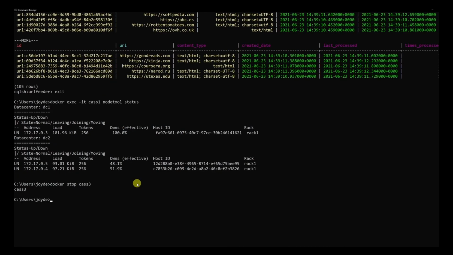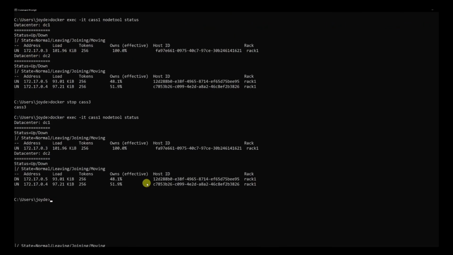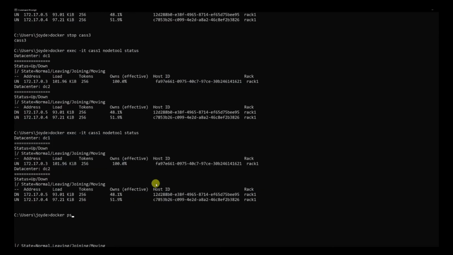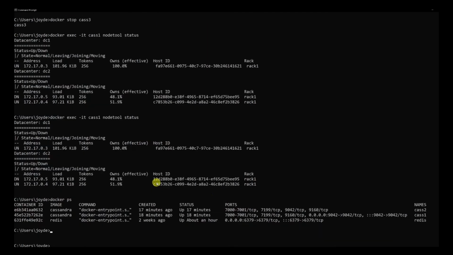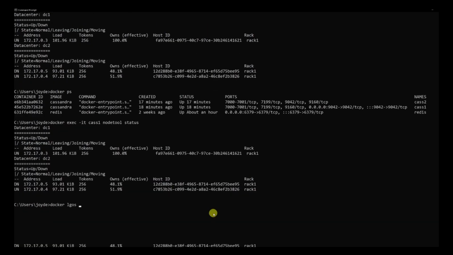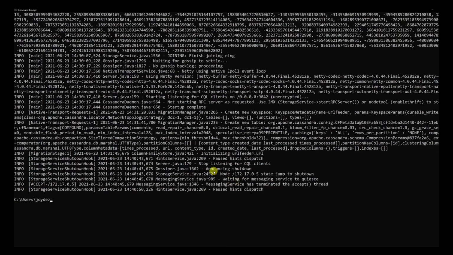Which essentially means we have two nodes over here. So if we do a nodetool status now, you can see that in data center 2, one of the nodes is showing as down. Since we have killed that node, it is no more showing up. Docker ps. CAS3 is gone now. Let's do a Docker logs of CAS3. So you can see over here, it's announcing a shutdown.